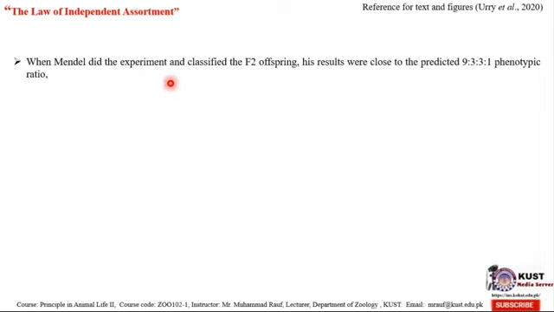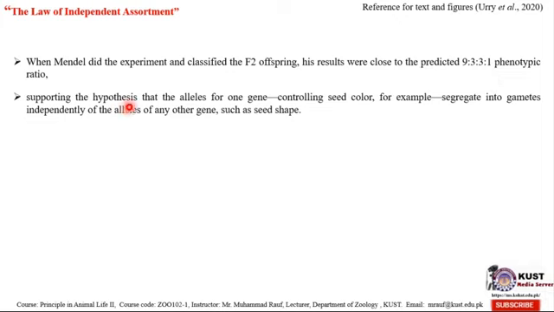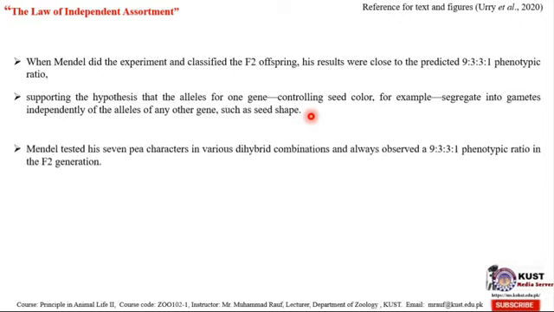When Mendel did the experiment and classified the two offsprings, his results were closer to the predicted 9:3:3:1 phenotypic ratio, supporting the hypothesis that the alleles for one gene controlling seed color, for example, segregate into gametes independently of the alleles of any other gene, such as seed shape. So the grouping of alleles in the gametes is independent only when there is no linkage, which was the case in Mendel's experiments.